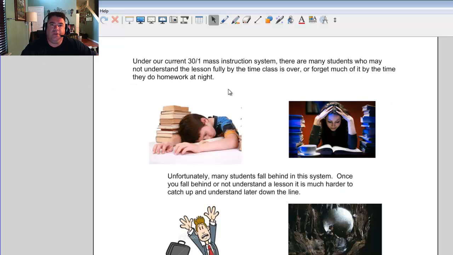Under our current 30-to-1 math instruction system, there are many students who may not understand the lesson fully by the time class is over, or forget much of it by the time they do homework at night. Unfortunately, many students fall behind in this system. Once you fall behind or do not understand a lesson, it is much harder to catch up and understand down the line.